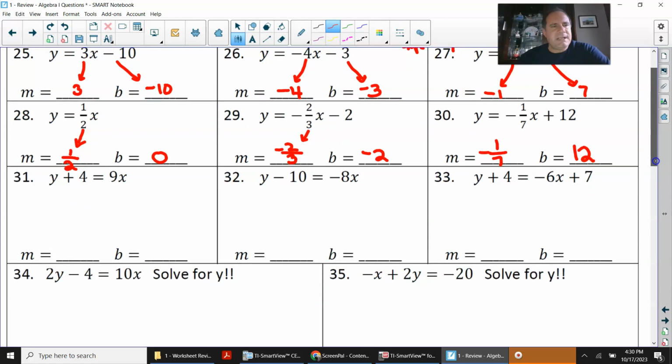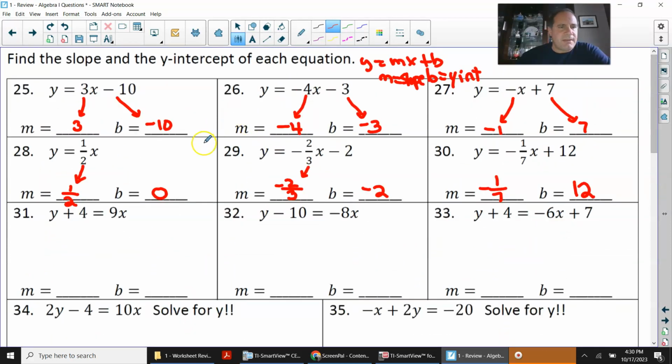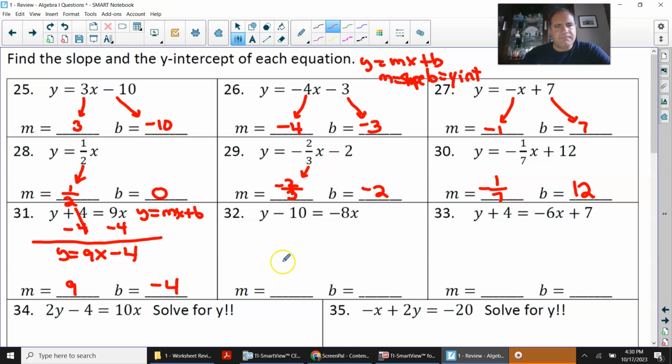Right, so those were pretty easy, and let's go on to the more difficult ones. Right, this is not y equals mx plus b in 31. It has to be in this format. That means you have to solve for y to get that equation, and to identify the slope and the y-intercept. So I'm going to solve for y by subtracting 4 on both sides. Once I subtract 4 on both sides, we get y equals 9x minus 4. The slope is 9. The y-intercept is -4. That's it.